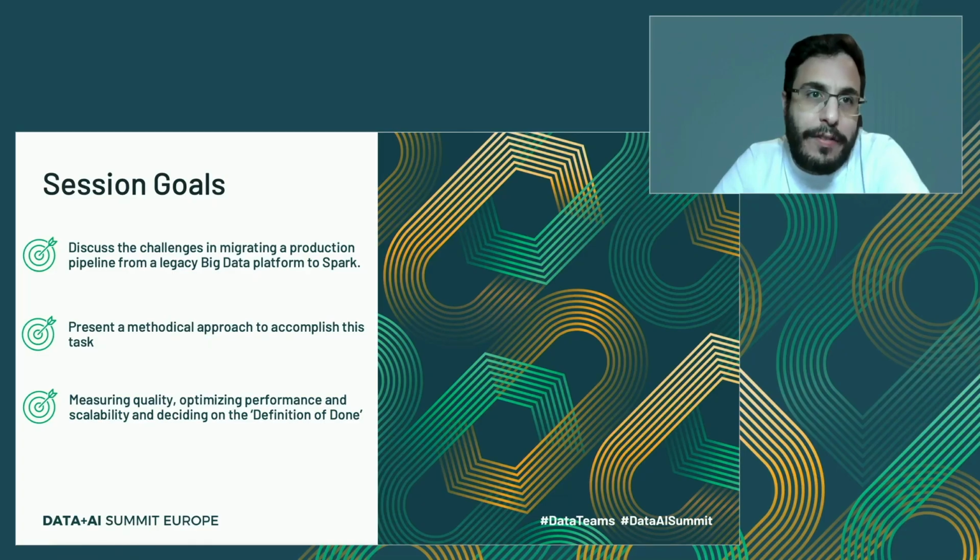So today we have several goals that we're going to speak about. The first one is to tell you about the migration that we did recently for our production system. We migrated our big data platform from legacy technology to Spark. The second goal will be to present a methodological approach for how to accomplish this migration task. And the last goal is to explain how we measure quality, how we optimize the performance, and what the definition of done is.